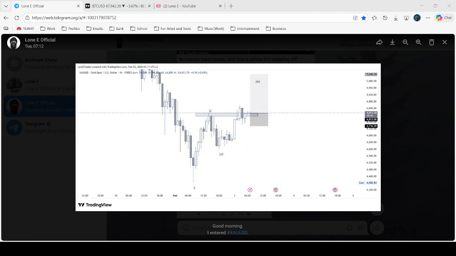I only took 3 trades this week. The first trade was on gold. The last 2 trades were on NAS 100. And I only missed 1 trade on Bitcoin. So I'll be walking you through my thought process on how I executed these trades.